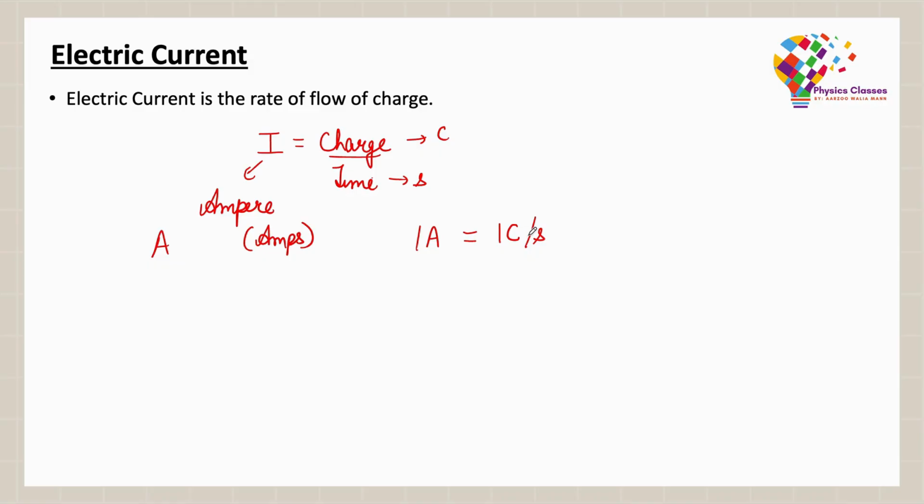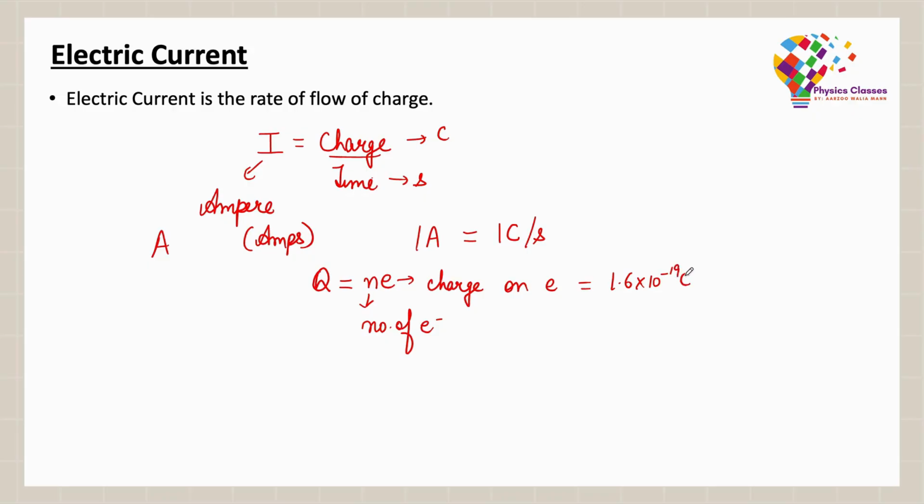Now, because the charge is quantized, therefore the total charge that any conductor has would be equal to N times E, where N represents the number of electrons that are flowing inside the conductor, or more appropriately the number of free electrons, and E represents the charge on an electron. Now we already know that the charge on an electron is 1.6 into 10 to the power negative 19 coulombs, and of course it's a negative charge.